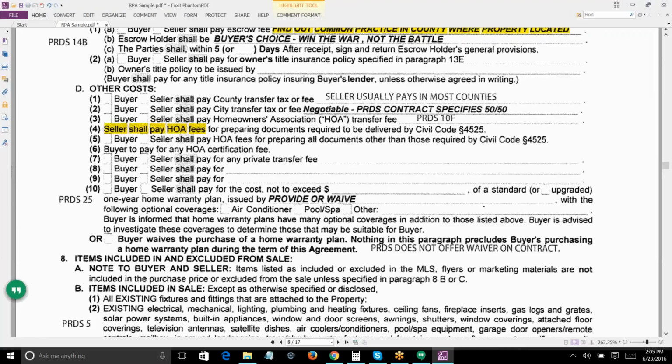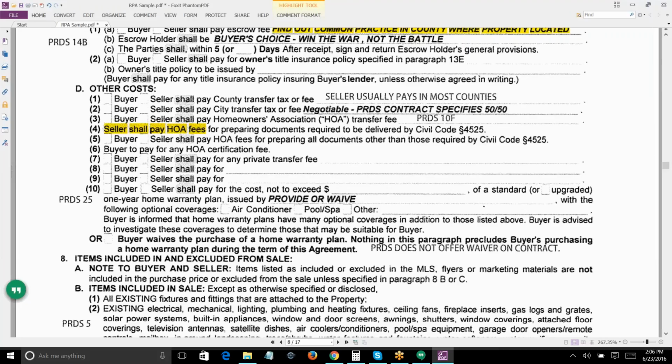Notice that it just says seller shall pay HOA fees. Seller shall pay for the fees for the documents required to be delivered by Civil Code 4525, which of course you've all pretty much memorized, I realize. That Civil Code requires the CC&Rs, financial statements, and 2 years of the newsletters and meeting minutes of the homeowners association.